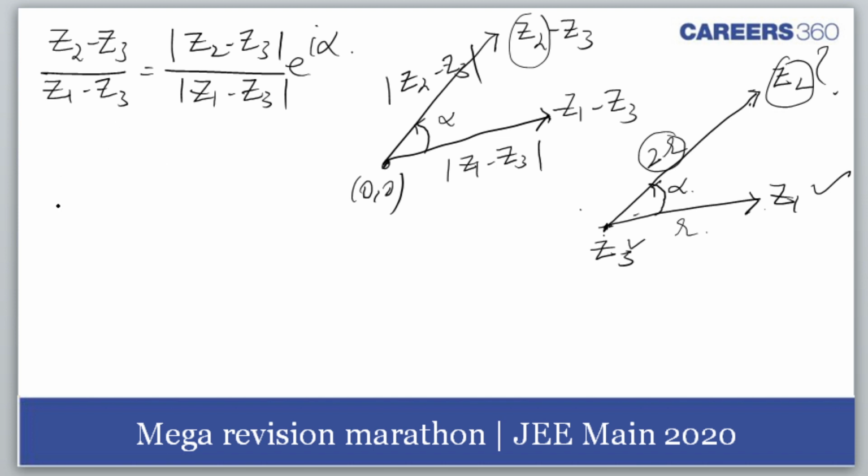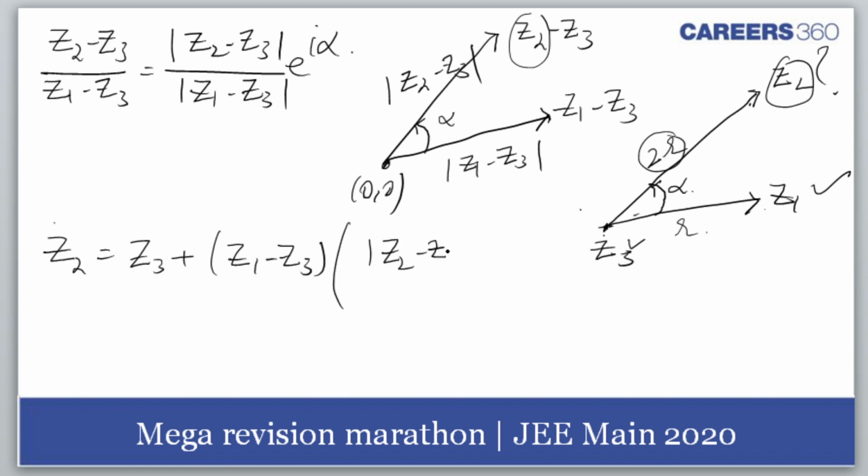So what do we get Z2 as? We get Z2 as Z3 plus (Z1 minus Z3) into mod of (Z2 minus Z3) upon mod of (Z1 minus Z3) into e^(iα). I hope this is understood by everyone. I hope this is understood, students. So this is what it is all about, Koni's rotation method. That's how we rotate and obtain a new complex number.